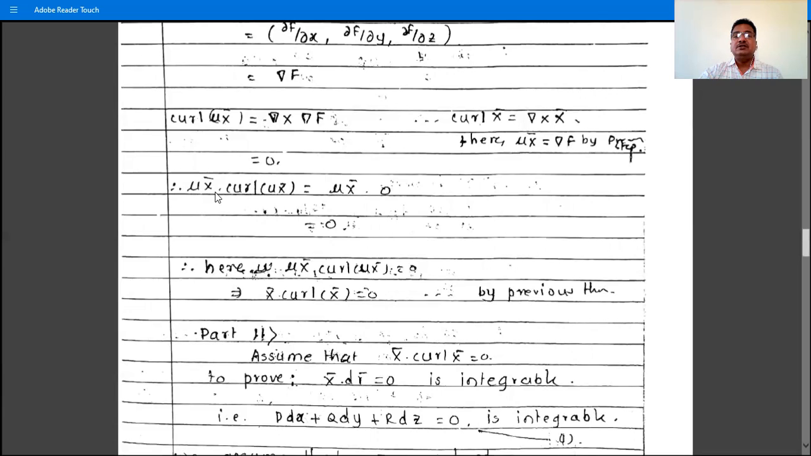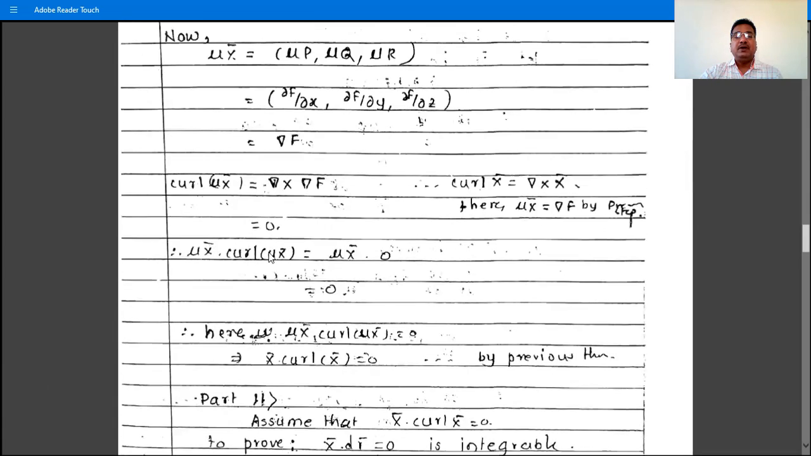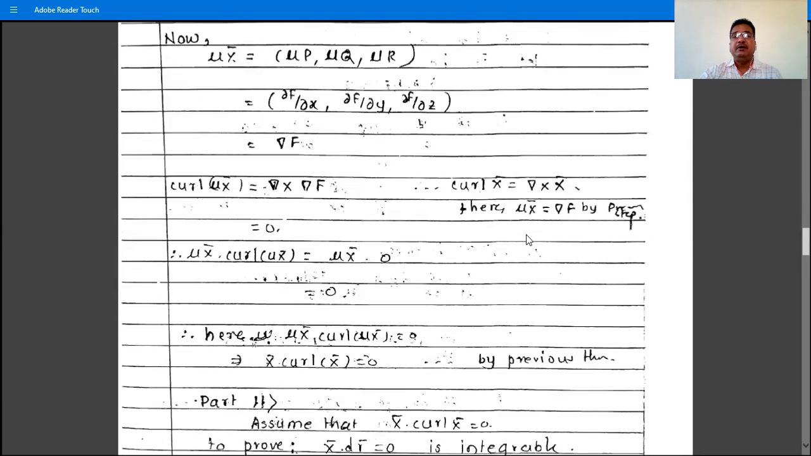And then μX̄ dot curl μX̄ is what? μX̄ dot, and curl μX̄ is 0, so we have answer 0. And hence we have μX̄ dot curl μX̄ is 0, which implies X̄ dot curl X̄ is 0 by the previous theorem.